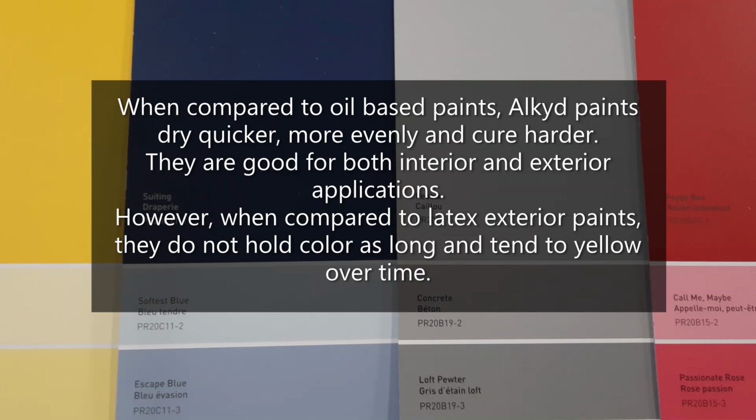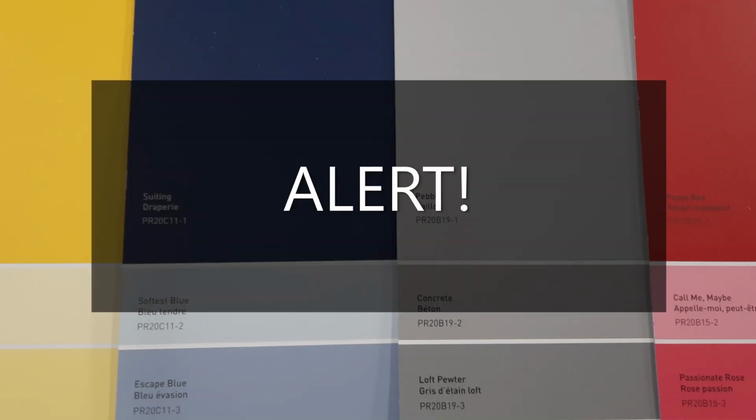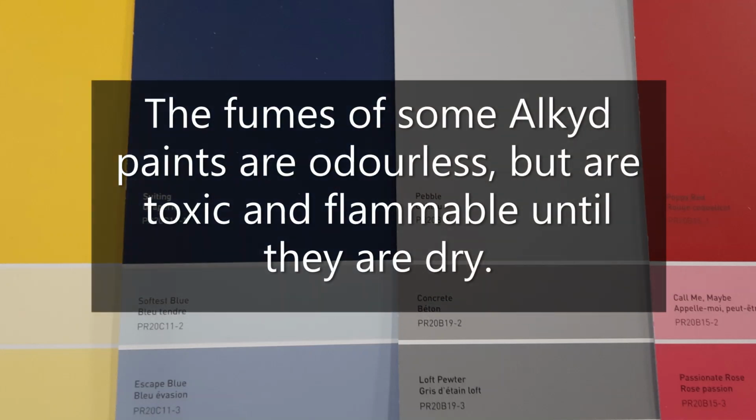However, when compared to latex exterior paints, they do not hold color as long and tend to yellow over time. The fumes of some alkyd paints are odorless, but are toxic and flammable until they are dry.